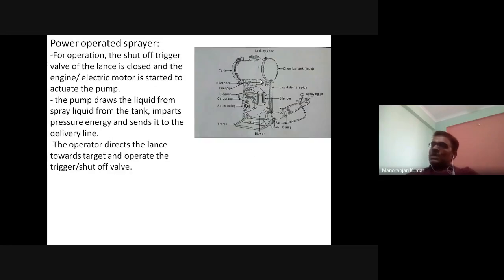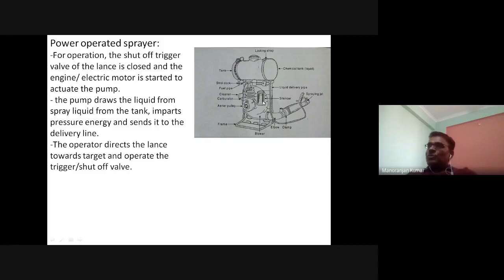Now, another example is the power operated sprayer. It is operated by a centrifugal pump. Here a pump is there which can create the pressure, and with the help of that pressure the liquid will be thrown out from this nozzle.